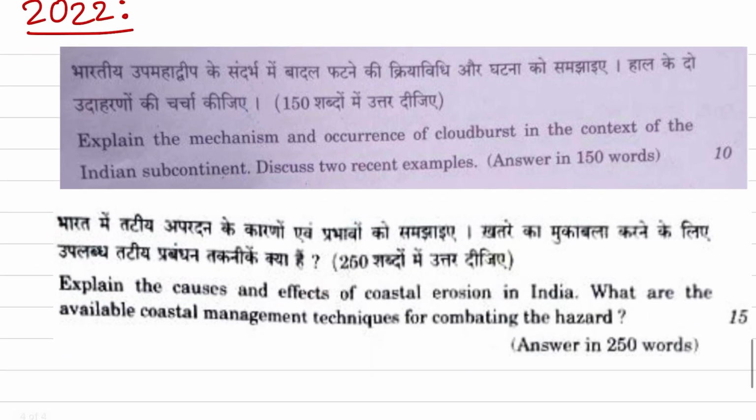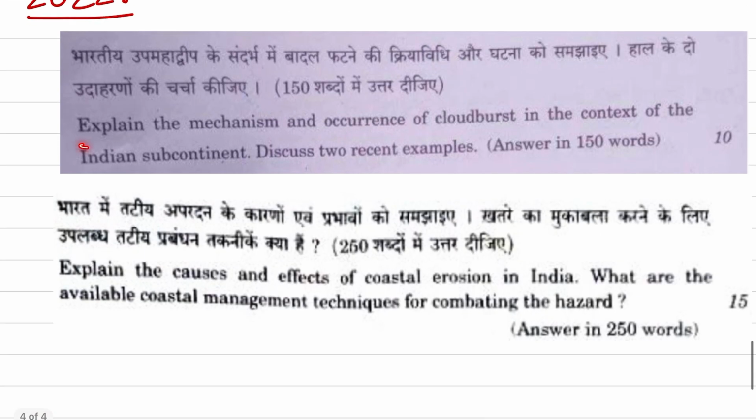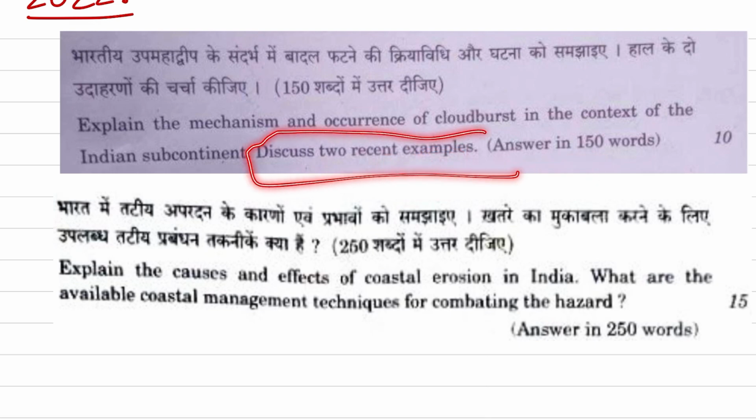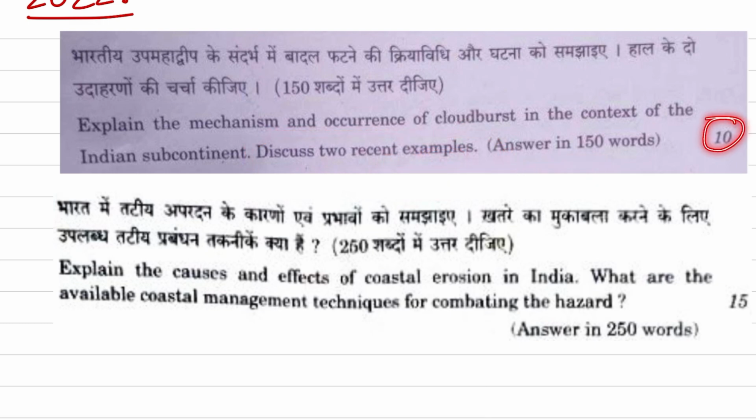2022, that is the recent year. Only 2 questions were asked. First, explain the mechanism and occurrence of cloud bursts in the context of Indian subcontinent. Now, they are mentioning cloud burst, which means this is a disaster specific question. Discuss 2 recent examples. Again, slight involvement of current affairs also, because every year there are volcanoes in the Indian subcontinent, so they can ask questions like volcanoes also. So, this was asked for 10 marks.